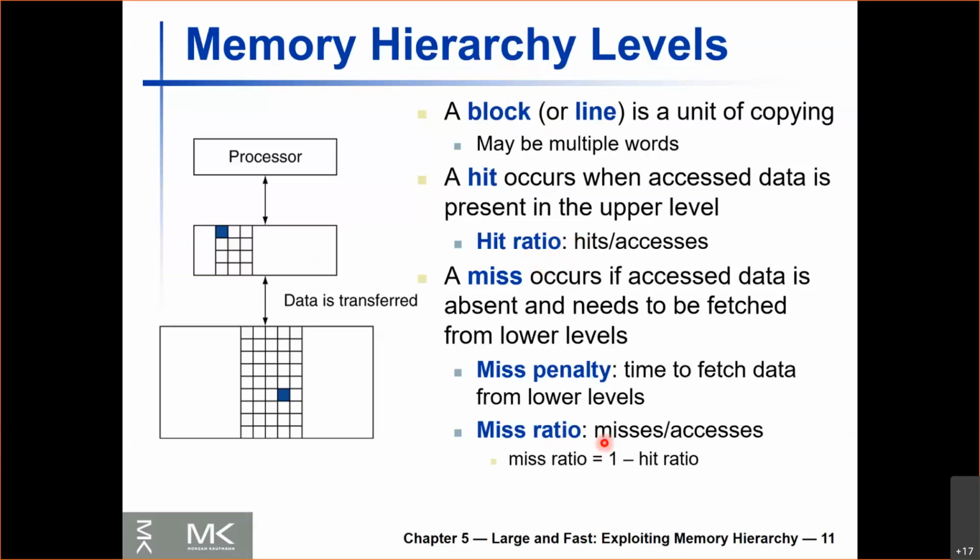okay? And then finally, when we miss, the accessed data is stored and supplied from the upper level. So here, when the processor tries to access this level here and it misses, what we do is we go to the next level, we get the data, we bring it to this level over here, and then the processor accesses it from this level.